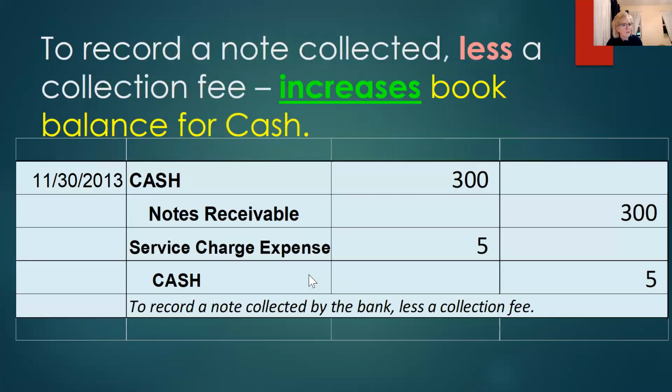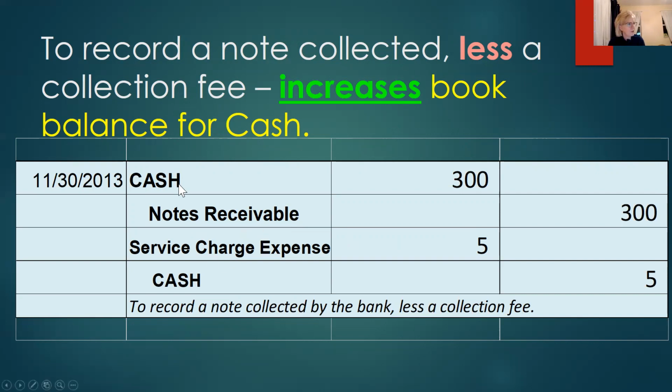Okay. So the first journal entry, debit cash, 300. And because they told you it was a note receivable, if they hadn't told you, if they just said the bank collected $300, then you would default to accounts receivable. But if they tell you it's a note, use a note. And then the $5 for collection expense, let's just call it service charge expense.